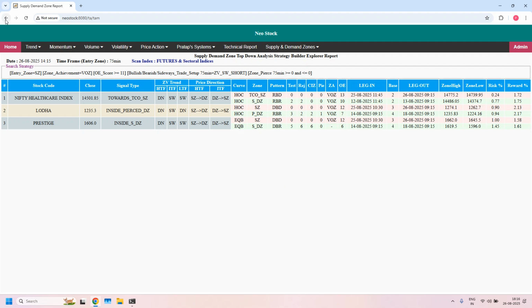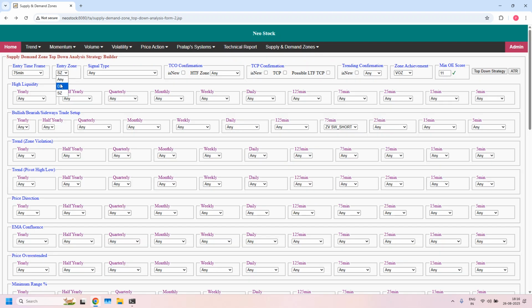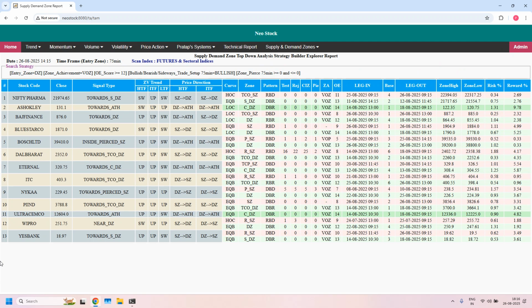Next, bullish trade setup for weekly income trade, 75 minutes demand zone. Here I select bullish, and minimum order hands score 12. Let's filter. We got 13 stocks. Entry time frame zones are 75 minutes demand zones. So in total we got 13 stocks.